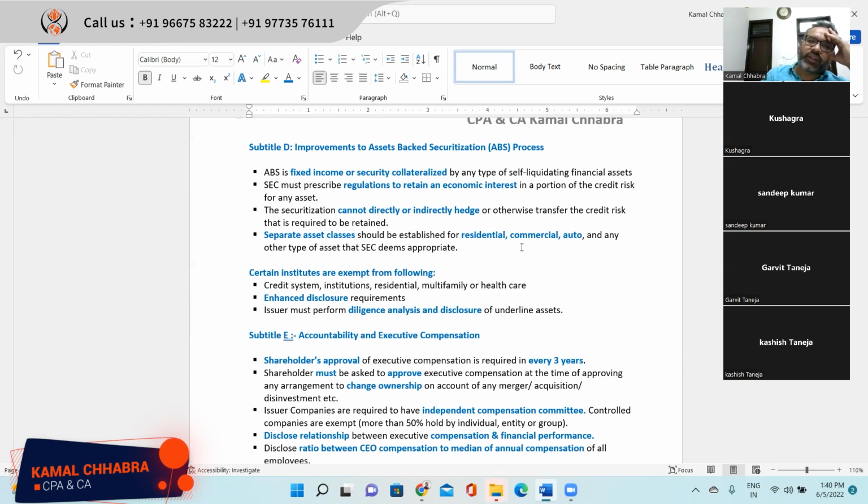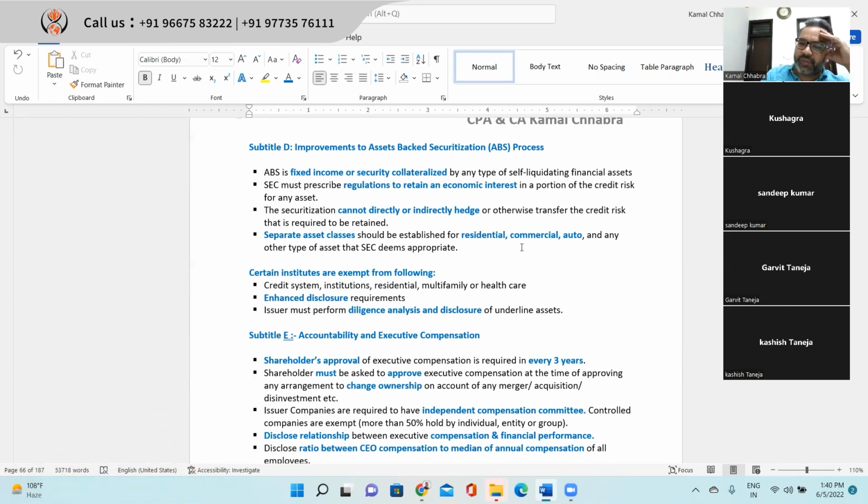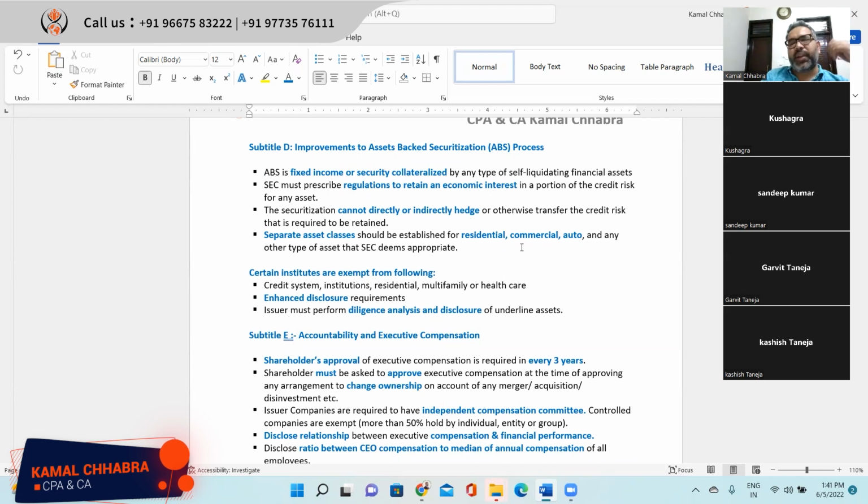So asset-backed securitization is a fixed income or security collateralized by any type of self-liquidating financial asset, right? The SEC must prescribe regulation to retain an economic interest in proportion to the credit risk of those assets. It has a vital impact on giving the credit rating to those companies whose assets are collateralized in the bank or any other financial institution. That's the reason the Dodd-Frank Act has shed light on that as well.